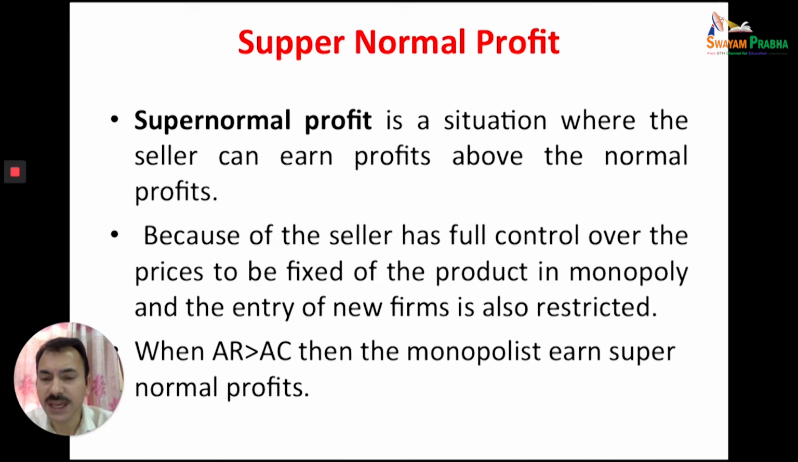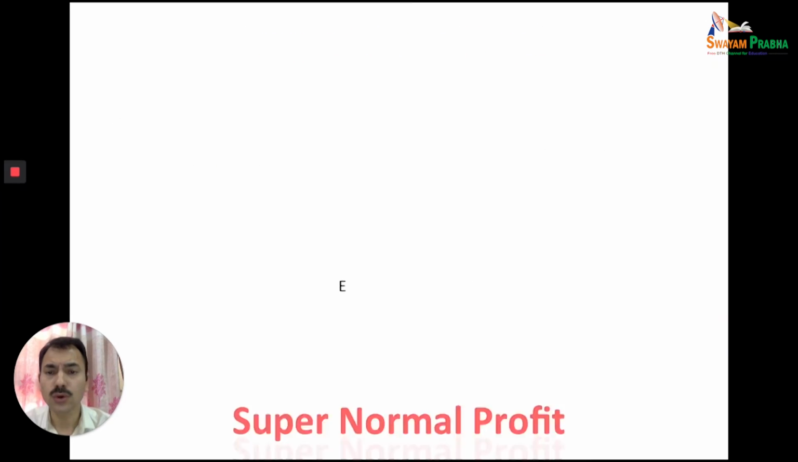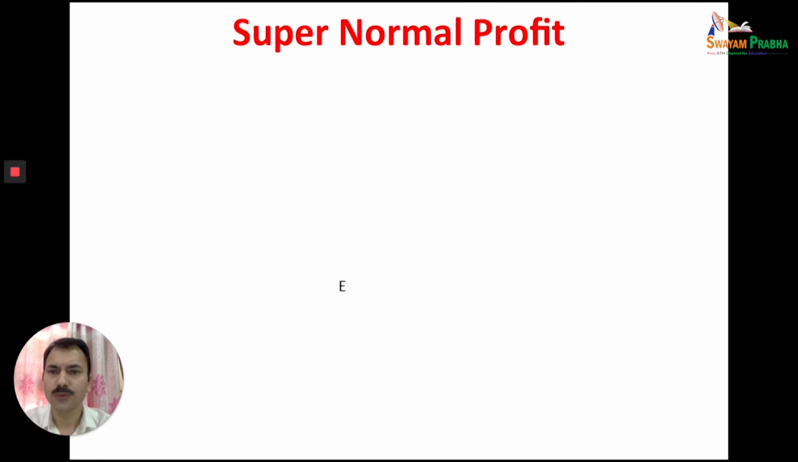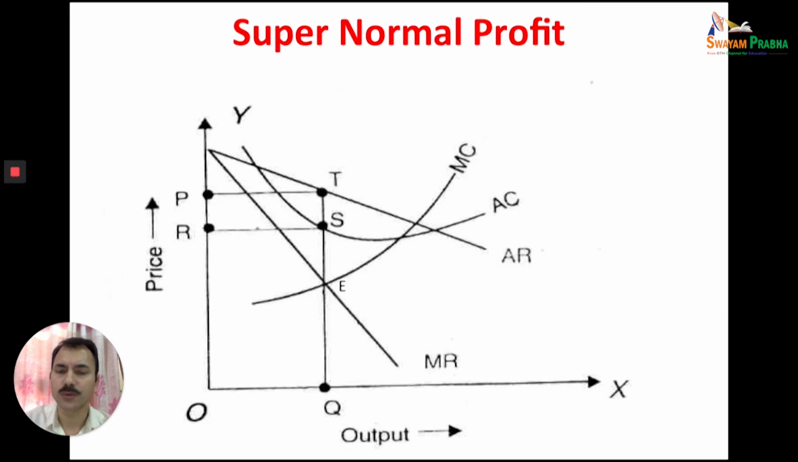When AR, average revenue, is greater than AC, the monopolist earns supernormal profit. When AR is equal to average cost, there will be normal profit. When average revenue is less than average cost, there will be a loss. So let us first discuss what supernormal profit is with the help of this diagram.